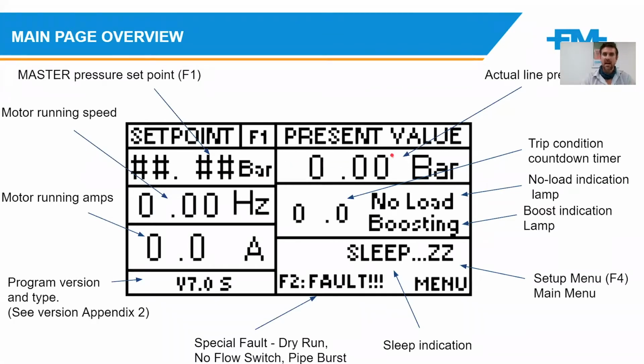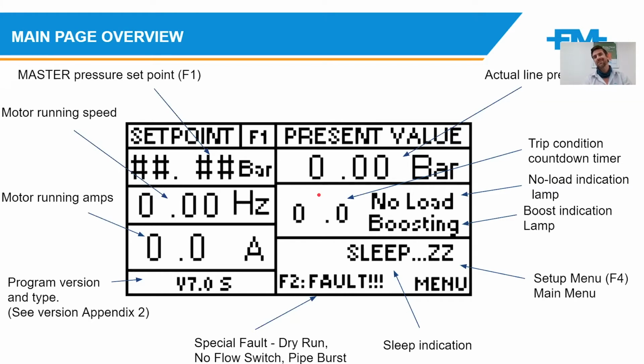We've got the current running pressure of the system, top right-hand corner. This is what the pressure transmitter would measure. The motor running speed in hertz. The amps that we are drawing. And also some intuitive countdown time is here to indicate a no-load system is busy timing out.